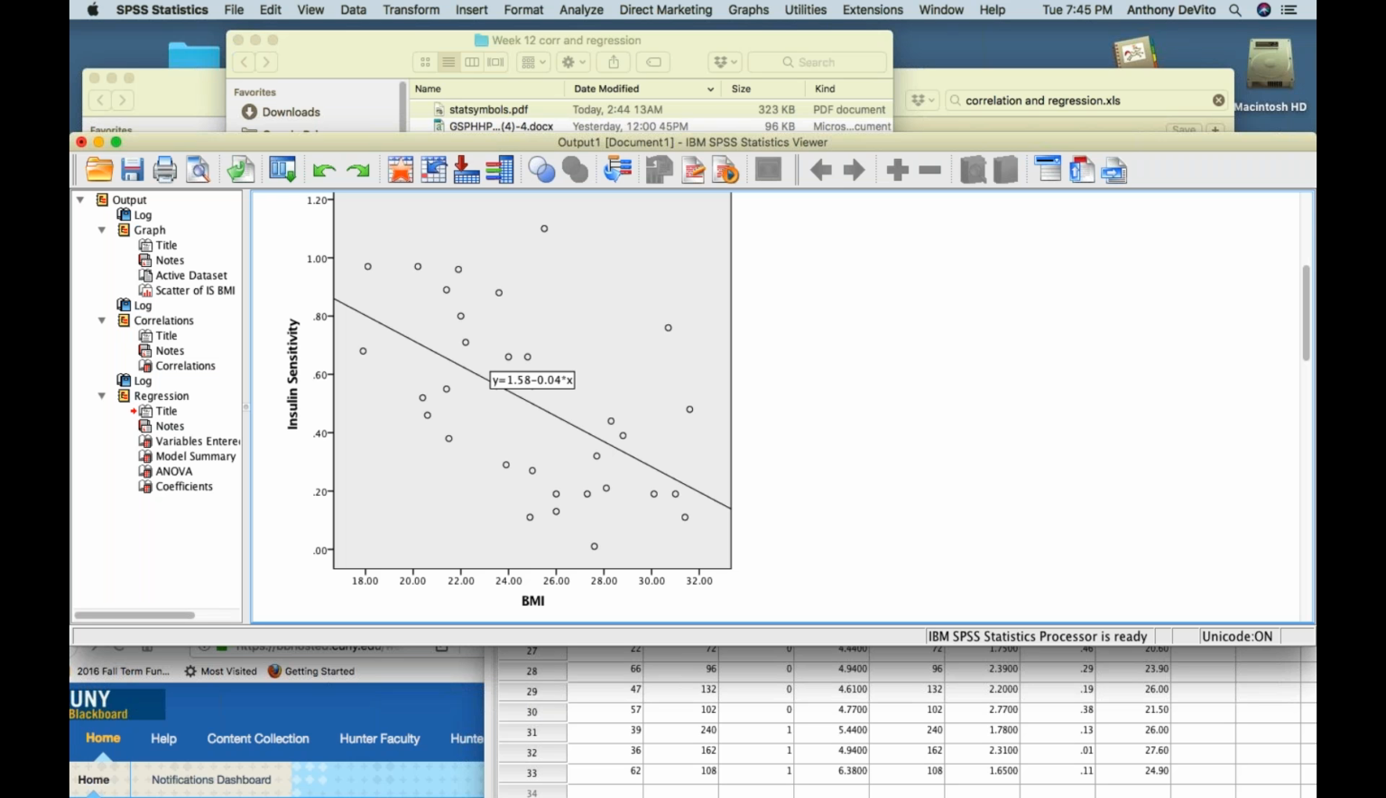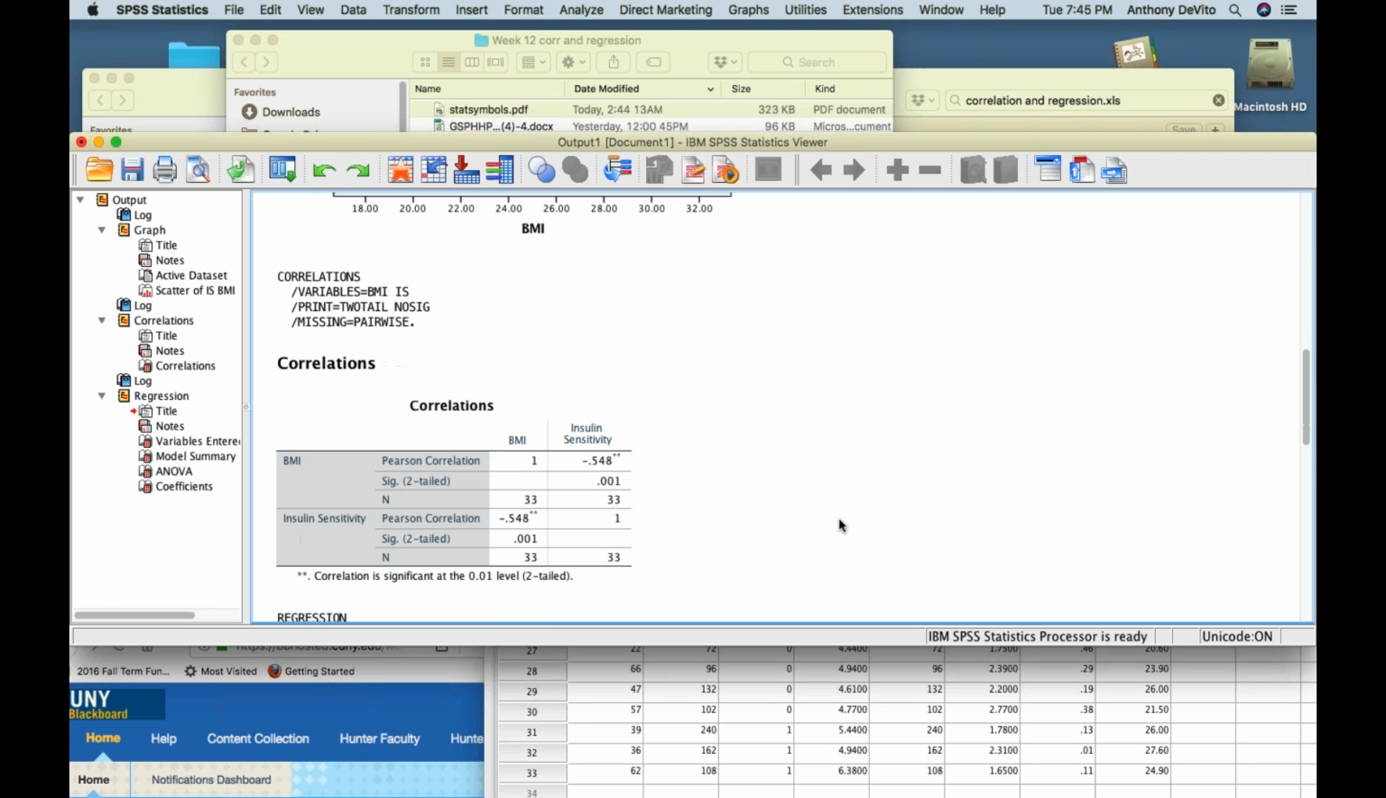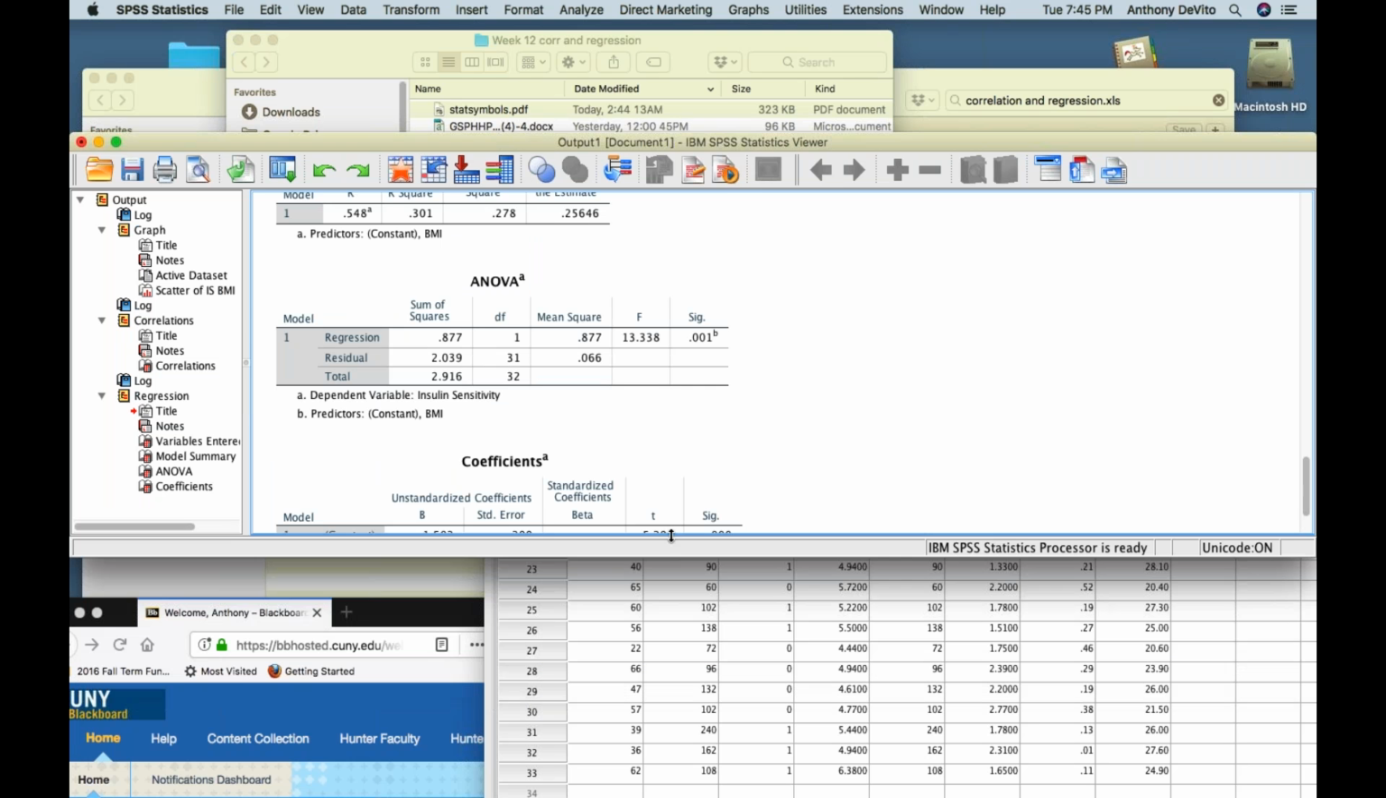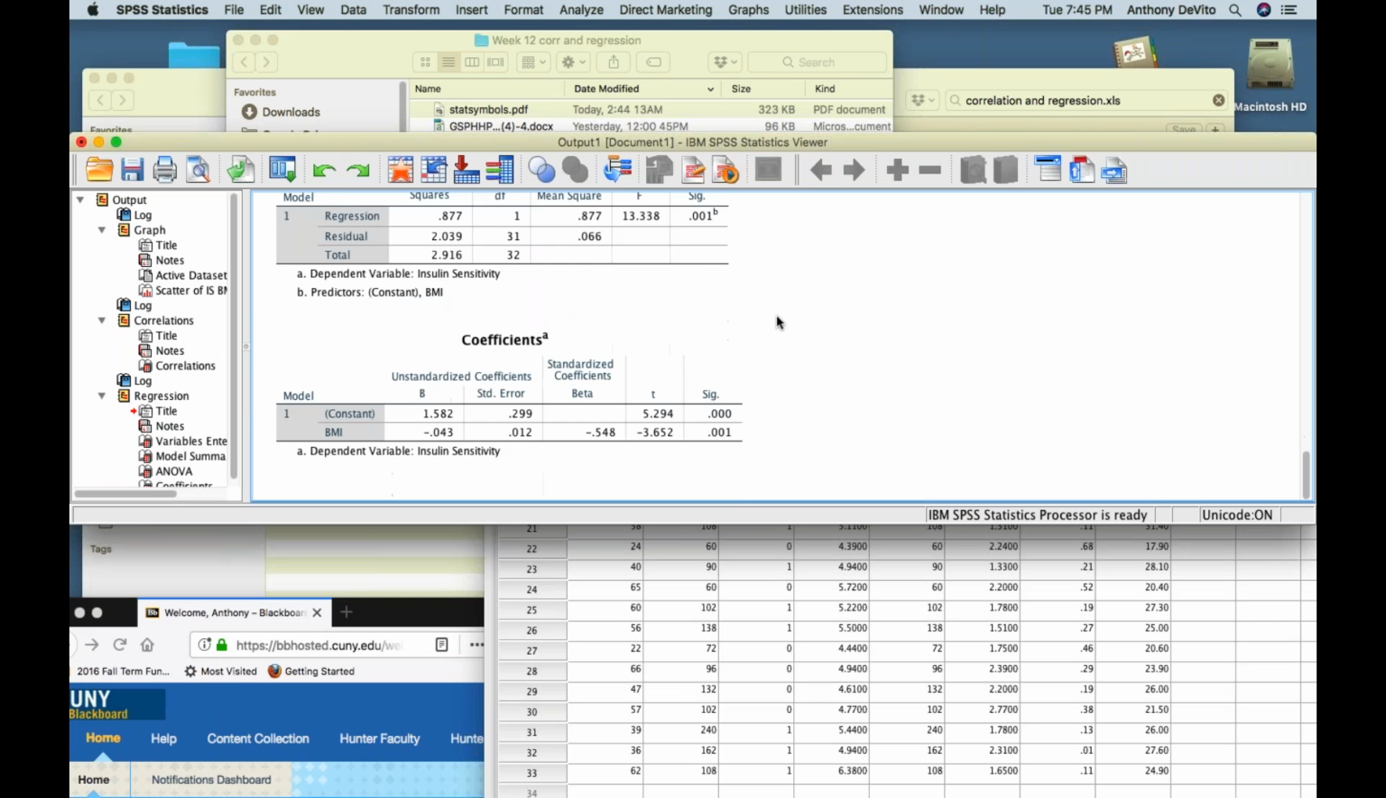Okay, and this is the formula for that line. So what is the formula for that line? Let's go back here to our output. If I go down here to coefficients, at the very bottom, you'll notice that it predicts that the slope of that line is going to be negative 0.043. In other words, the slope of that line is going to describe the change in BMI and the effect that it has on insulin sensitivity.